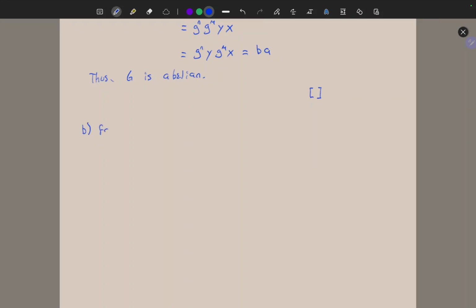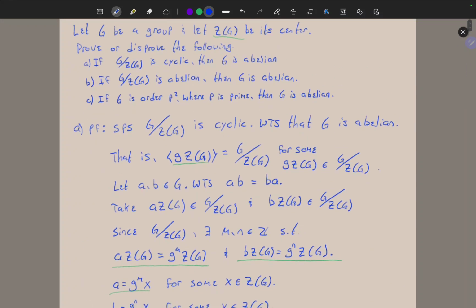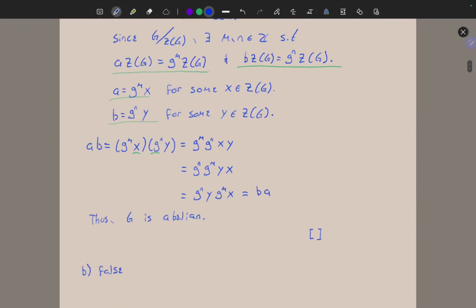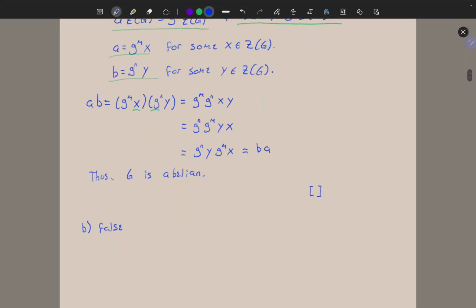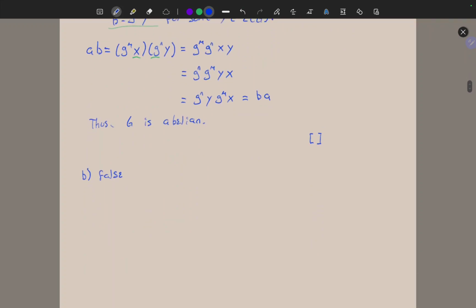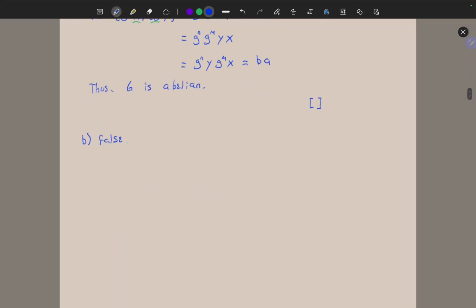So false, and we want to show that G is not abelian. So anytime I think about non-abelian groups, right away I start to think about the dihedral groups, and that's what we're going to use for our counterexample. So consider D8, and then we're going to consider its center as well. So the center of D8, of course, is going to have the identity element, but it also has R squared.